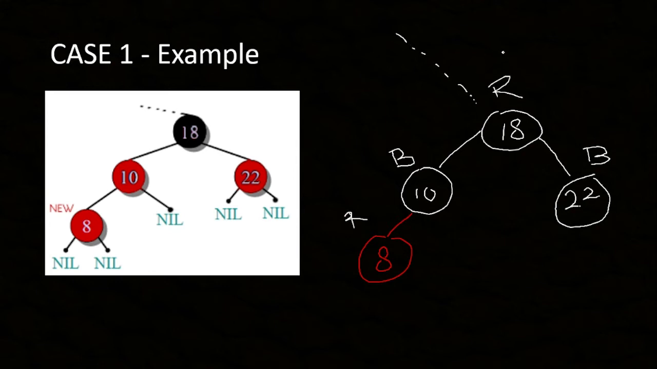This might be a problem if the grandparent is recolored red, but then the parent of the grandparent is red. So we need to check here, right? But so far this is good. Let's see here. One black node, no violations. Alright, let's move on.